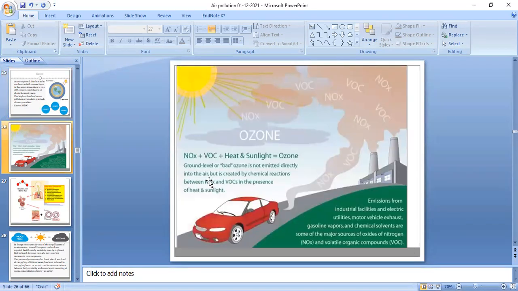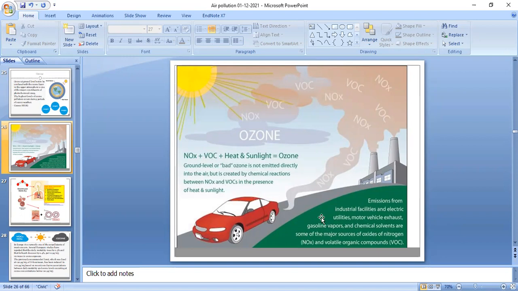Now, how is ozone formed? Ozone is formed by the chemical reaction of nitrogen oxides and volatile organic compounds in the presence of sunlight. Ground level or bad ozone is not emitted directly into the air, but is created by the chemical reactions of nitrogen oxide and volatile organic compounds in the presence of sunlight.